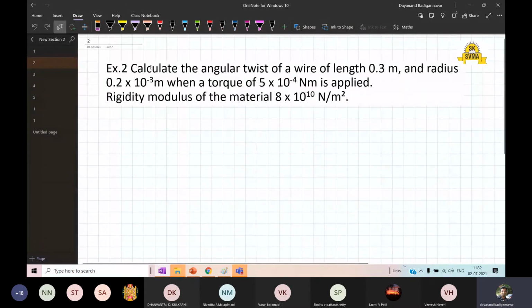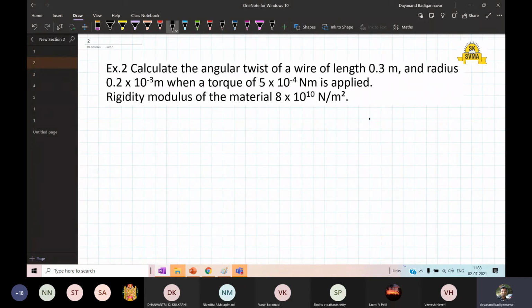Take down this one. Calculate the angular twist. Now in the first problem, we have calculated the torque. Then go for the second one. Calculate the angular twist of a wire of length 0.3 meter and radius 0.2 into 10 to the power of minus 3 meters, when a torque of 5 into 10 to the power of minus 4 Newton meter is applied. Now look at this. This is minus 4. Therefore, I'm not able to get the right answer. So what is this problem? Let us go for this.